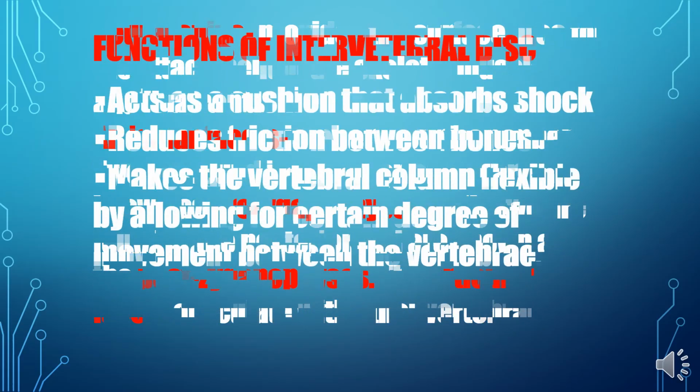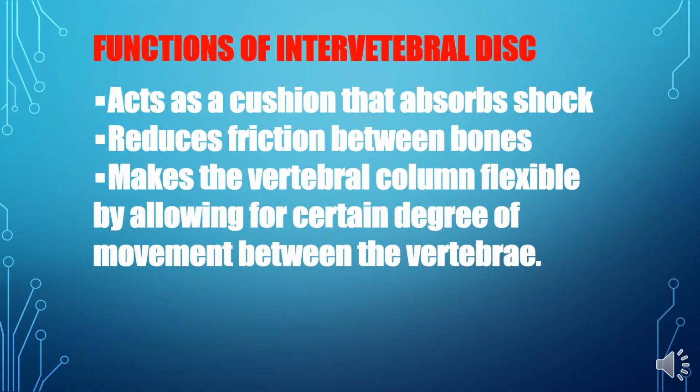Functions of intervertebral disc. The intervertebral disc acts as a cushion that absorbs shock, reduces friction between bones, and makes the vertebral column flexible by allowing for a certain degree of movement between the vertebra.